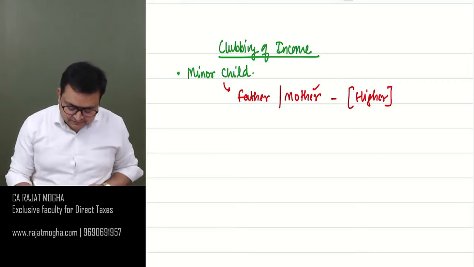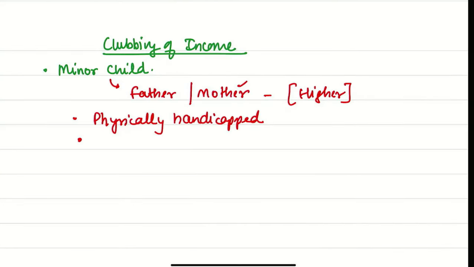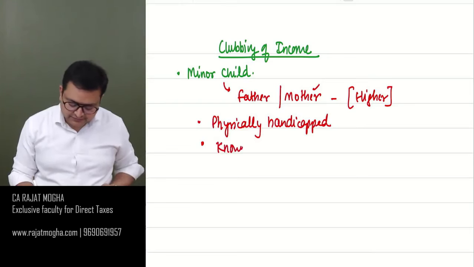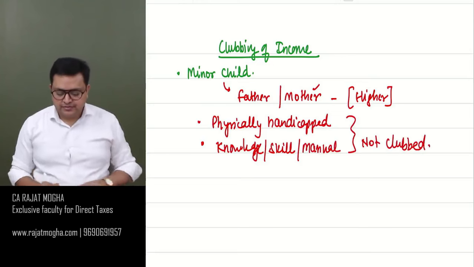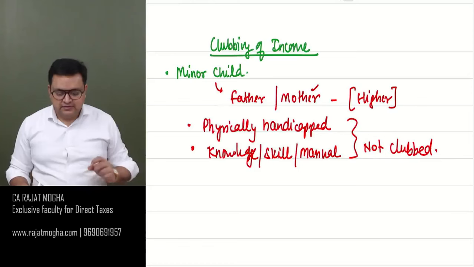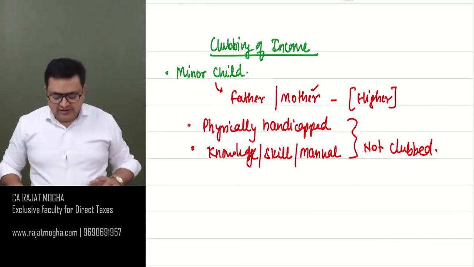Second thing, the income of a physically handicapped child, and if the child has earned income by way of his knowledge, skill, or manual work, then it will not be clubbed. This thing you should know. Otherwise, all other income would be clubbed.